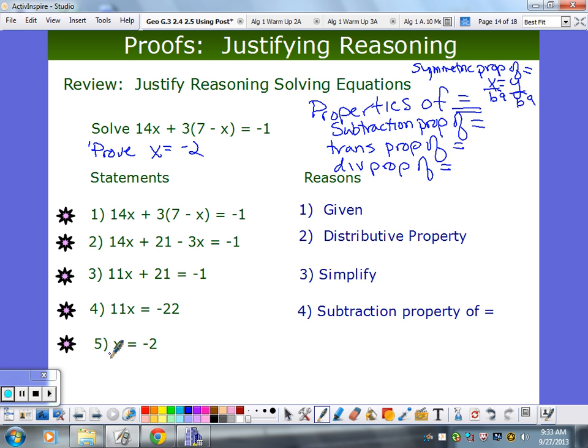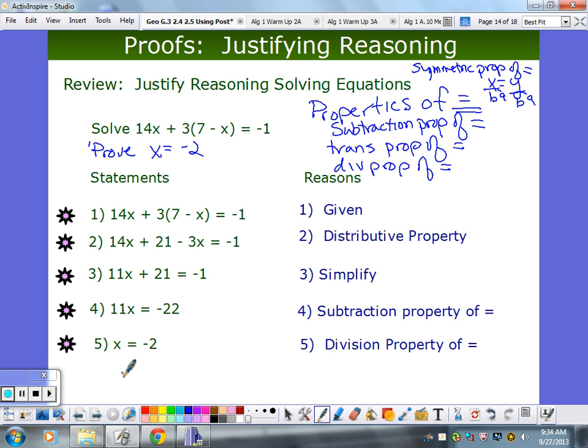Who says I can go from here to here? Like, how do I get there? What reason am I using to go from here to here? What do you think, Rachel? The division property of equality, because what we do, we divided both sides by 11. Who remembers doing this from last year? I hope it's everybody.